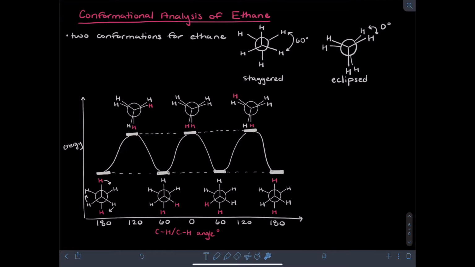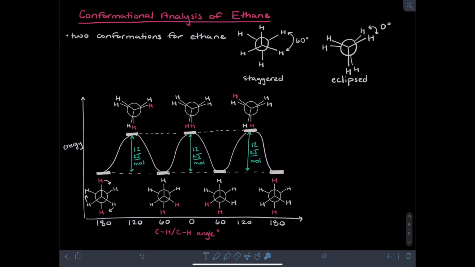As I continue rotating, I go back up in energy to another eclipsed conformation, then down in energy to another staggered one. Keep rotating to go back up in energy to another eclipsed conformation, and back down in energy to a staggered one. This diagram shows a full 360-degree rotation about the carbon-carbon bond.